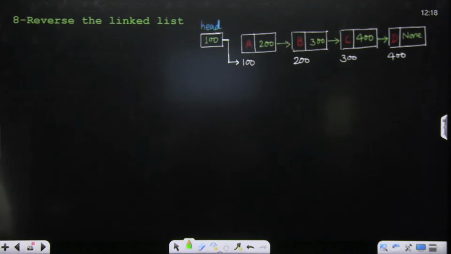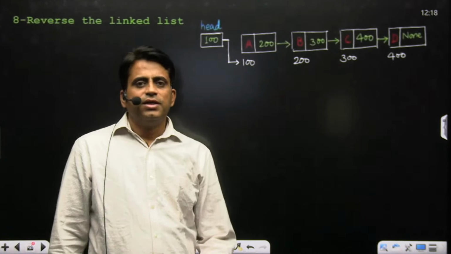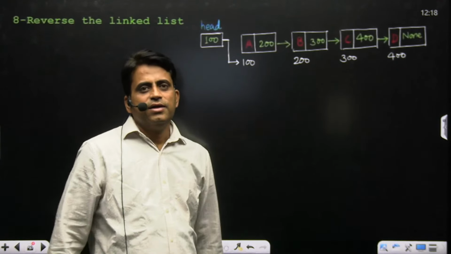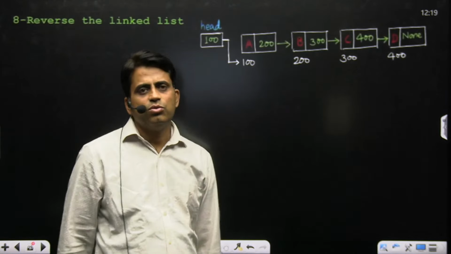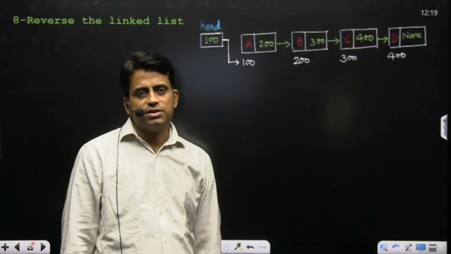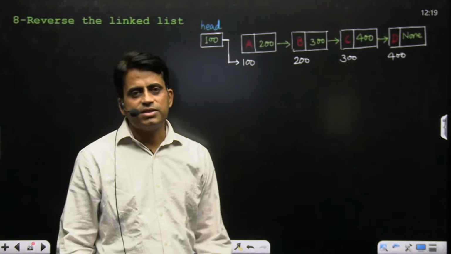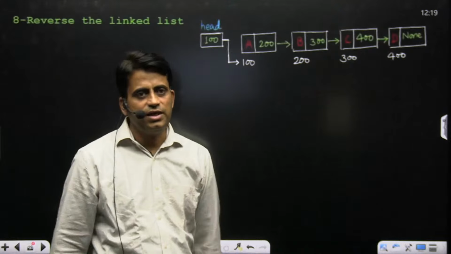Now, if I talk about reversing the linked list, I want to reverse this entire linked list, then what do you have to do, student? Take 3 pointers. Order of 1 in the best case, order of n in the worst case. On an average case, it will be order of n because of linear search, right?